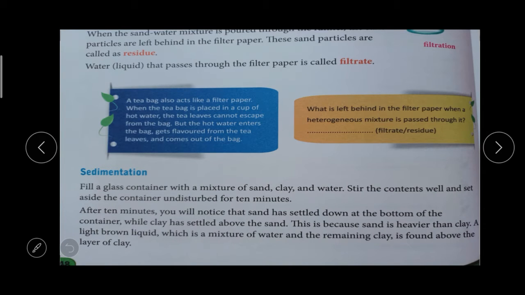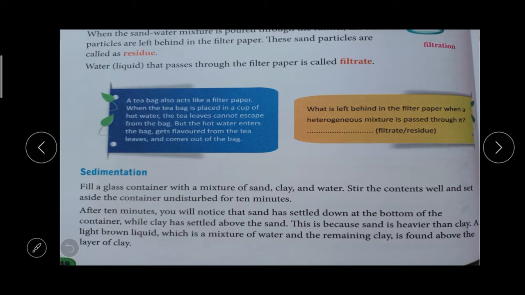In this process, take a glass container with sand, clay and water. We should stir it, mix it, and keep the container for 10 minutes. No need to disturb it, don't touch it.